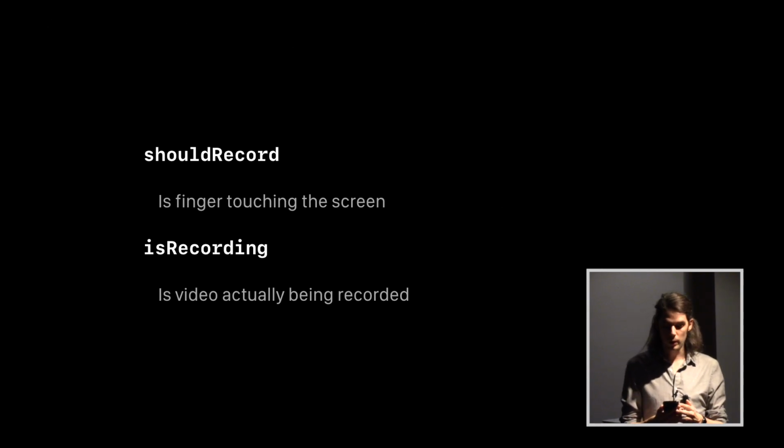I used two properties. One is called shouldRecord, and that says whether the finger is actually on the screen, and the other one is isRecording, and that means are we actually recording. Whenever I have the finger on the screen, it sets shouldRecord to true, and when it's off the screen, it sets it to false, and I get a delegate callback from the recorder whenever it starts and stops. Whenever I get the delegate callback that it has started, I set isRecording to true, and whenever it stops, I set isRecording to false. And I used these two properties to check what should happen.